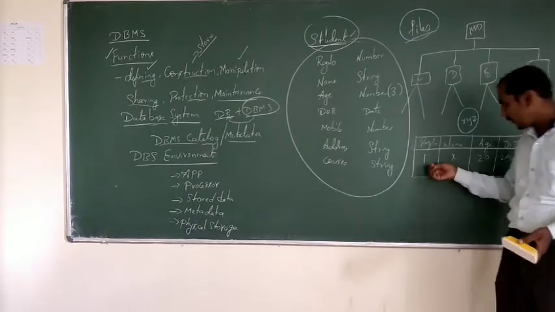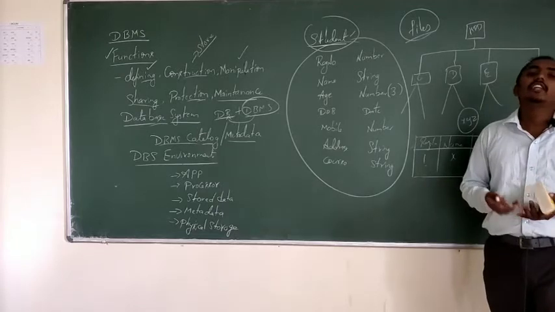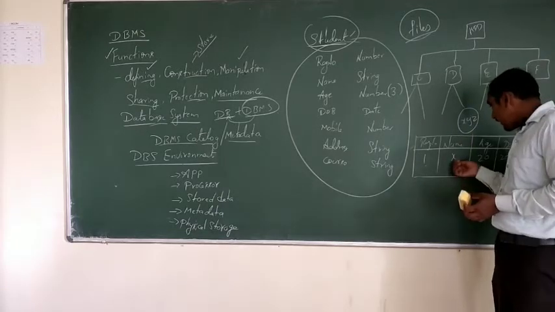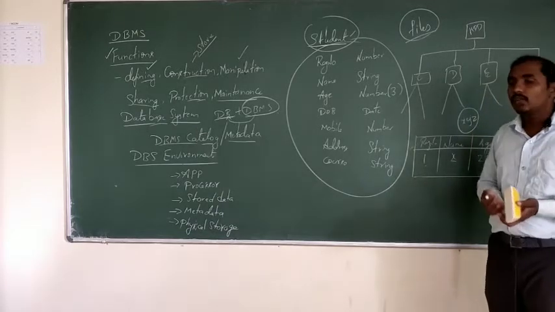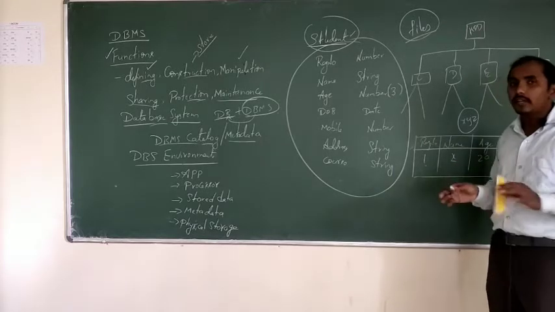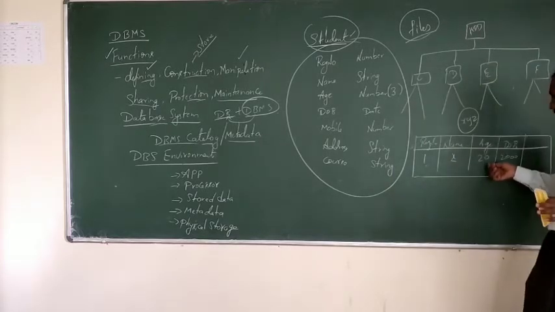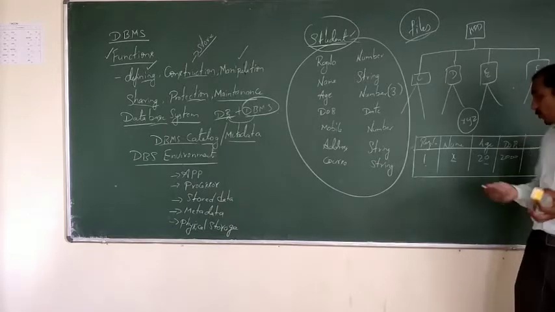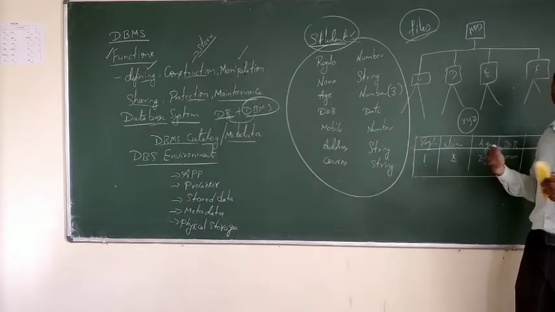Say if I see 1, it can be a string or it can be a number. If I say X, it is a string. So if I give number, I cannot store X, right? Again, here age, I have given 20. So I can give 20 or I can give 2000.